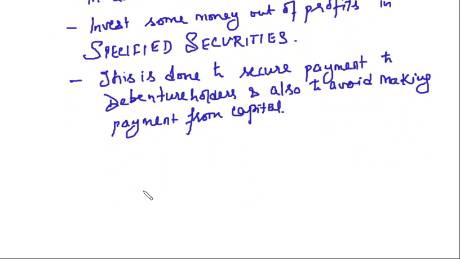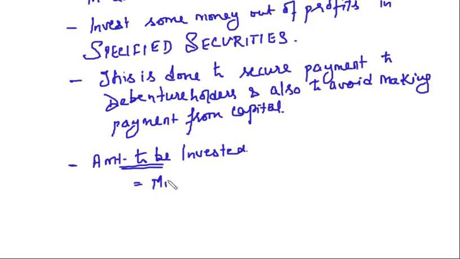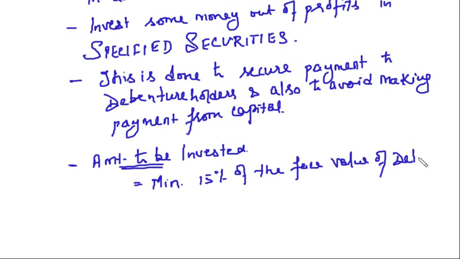Now, what is the amount that is to be invested? What is the amount in case of DRR? That is minimum 25% of face value. In case of DRI, it is minimum 15% of the face value of debentures to be redeemed.